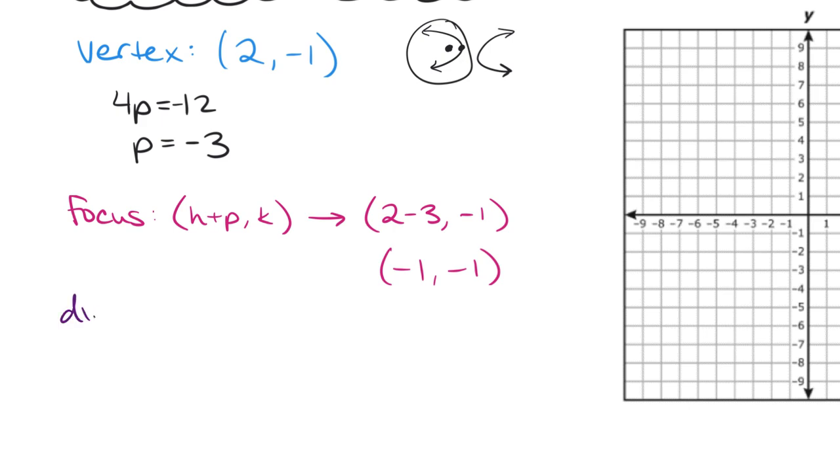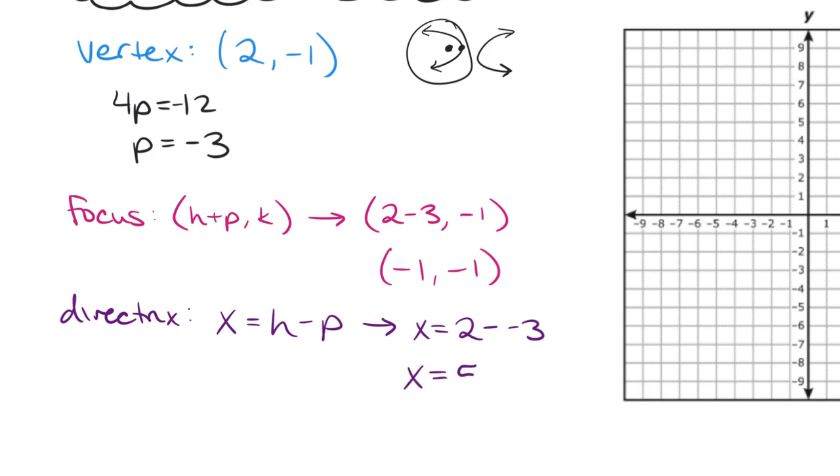The directrix, since this is a side-to-side parabola, is going to be an up and down line. So my directrix equation is x equal to h with an adjustment for p. So this is x equal to 2 minus 3. Minus negative 3, I should say. I did that in my notes myself. Because we're subtracting p, and p is negative. Well, negative negative is positive, so that means this ends up being x equal to 5.